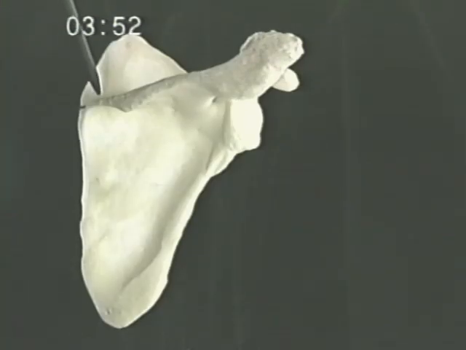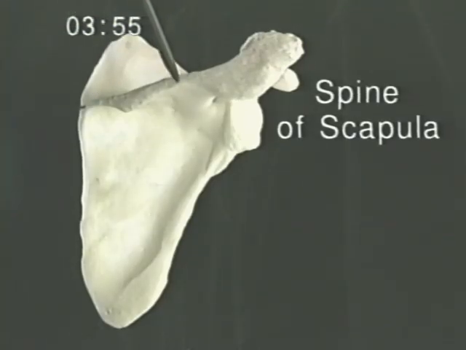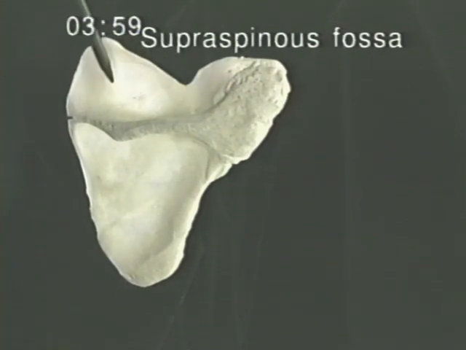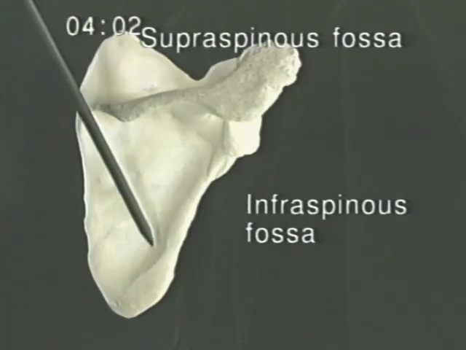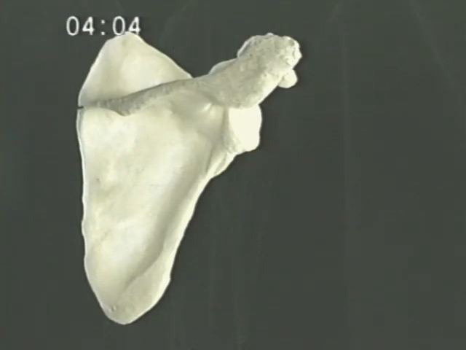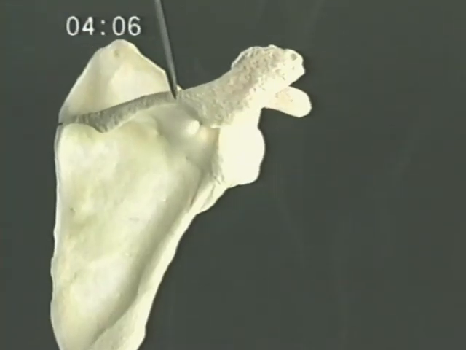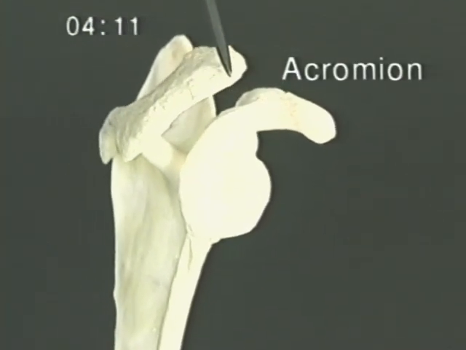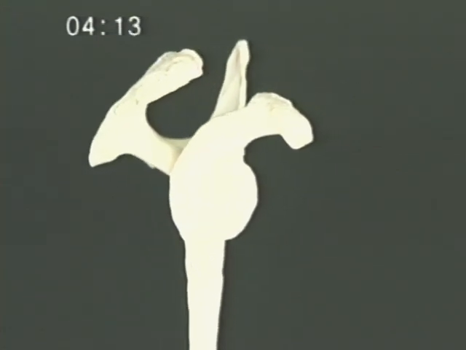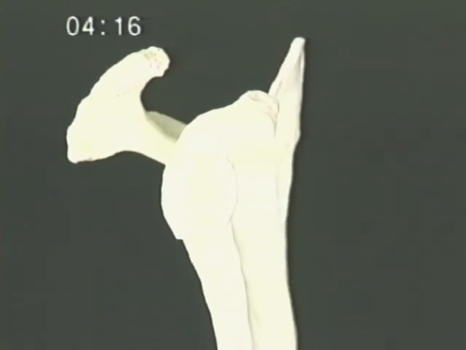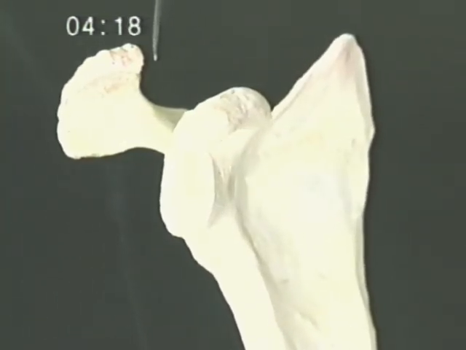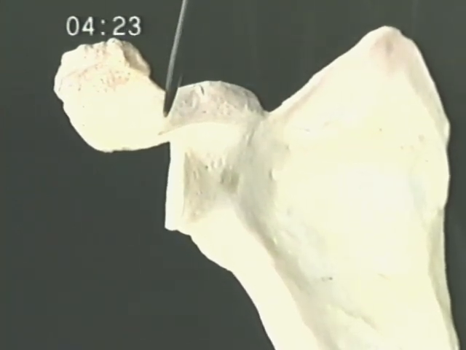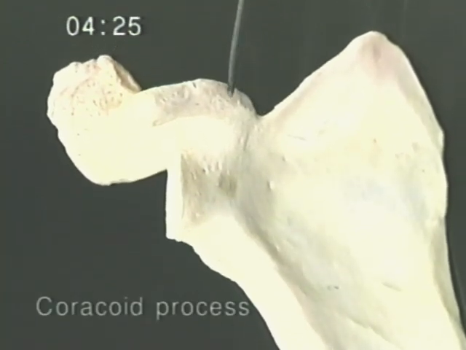A prominent bony ridge, the spine of the scapula, arises from the dorsal surface and divides it into the supraspinous fossa and the infraspinous fossa. At its lateral end, the spine gives rise to this flat angulated projection, the acromion, which stands completely clear of the bone. The clavicle articulates with the scapula here at the tip of the acromion. This other projection, looking like a bent finger, is the coracoid process.